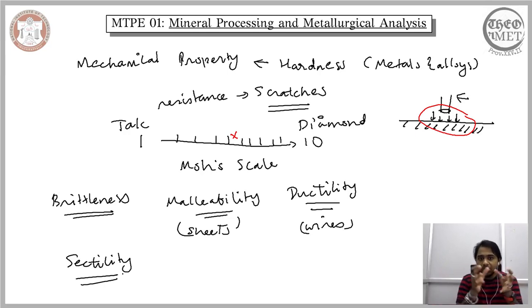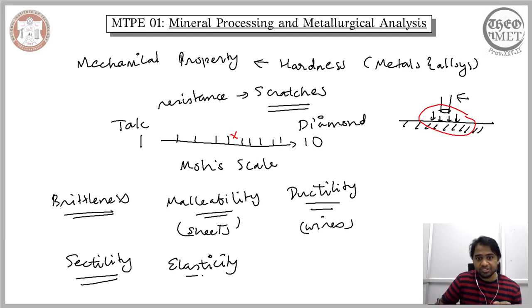Sectility can also be categorized under mechanical properties, because we are imposing a load, a mechanical condition, and we are seeing the response offered by the material. If we are able to cut a mineral smoothly using a sharp instrument, then it means that the mineral is sectile. Now we also have other conventional properties like elasticity and flexibility.